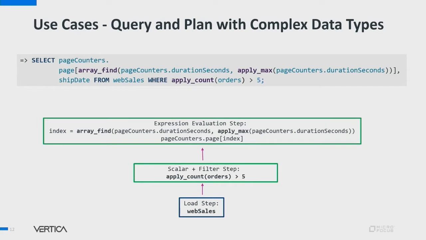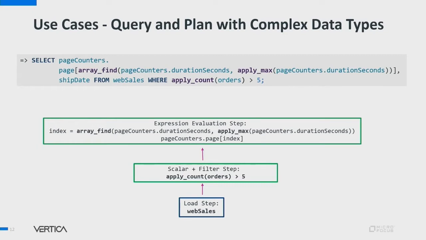So the query, as you can see on the slide, is simply to get the max duration page. You get that by using the apply max function, and then you use that value to get the index in the array, and you use that index or the page field to get the metadata of the page that has the details of all the pages of that duration. And then you can apply a simple apply count function on the orders to get your final result.